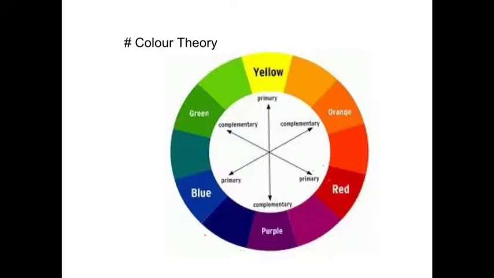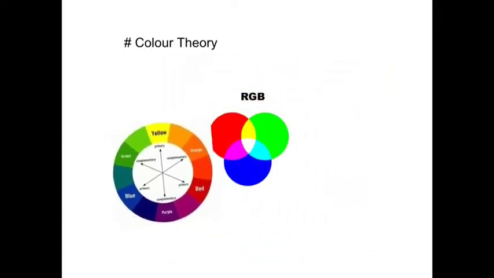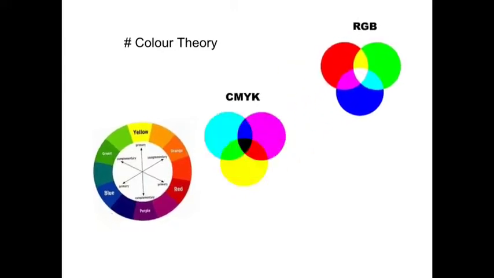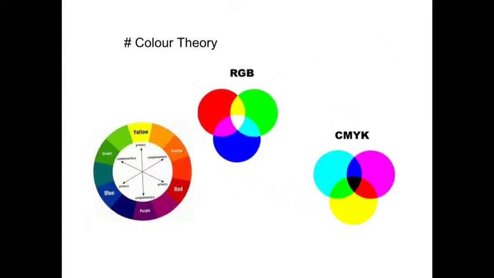Now I'm going to show you something that's going to confuse things. It's just as an aside. So really, this is the color wheel that you need to remember, that you need to know how it works. I'm now going to show you two other color systems. The red, green, blue one here, and the cyan, magenta, yellow, and black one. The K standing for black, I think. I don't know why they don't use a B, but anyway. So the RGB and the CMYK.